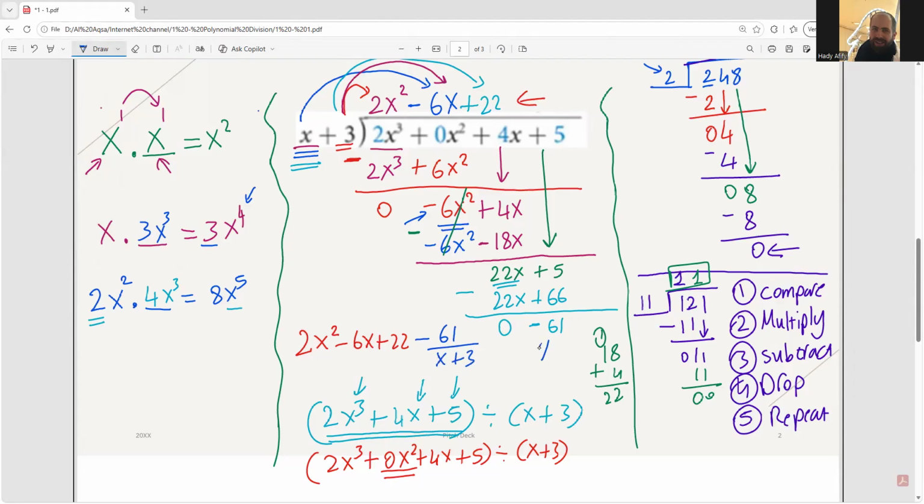If the remainder is 0, if there is no remainder, you just write the quotient alone, and that's it.